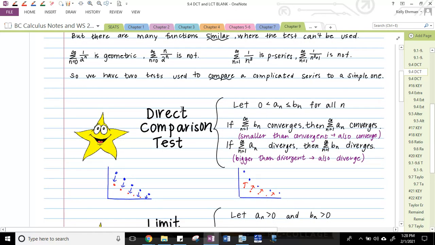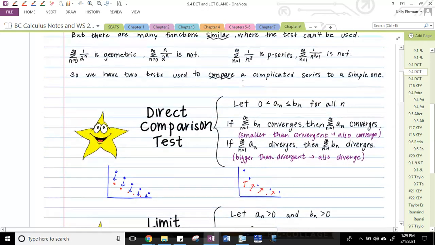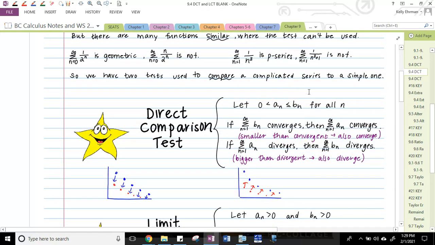So if so, do that. Otherwise, I'm going to carry on. Start with direct comparison test. This is the one where you're comparing two series. Now, there's a slight stipulation here. Let's make sure that the terms in sequence B are larger than the terms in sequence A, and both of those are positive.